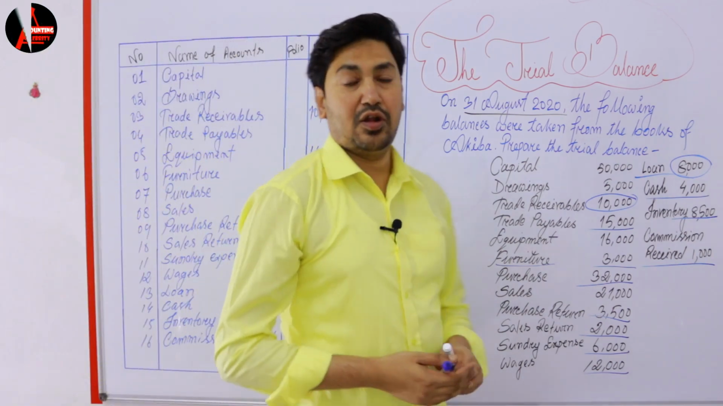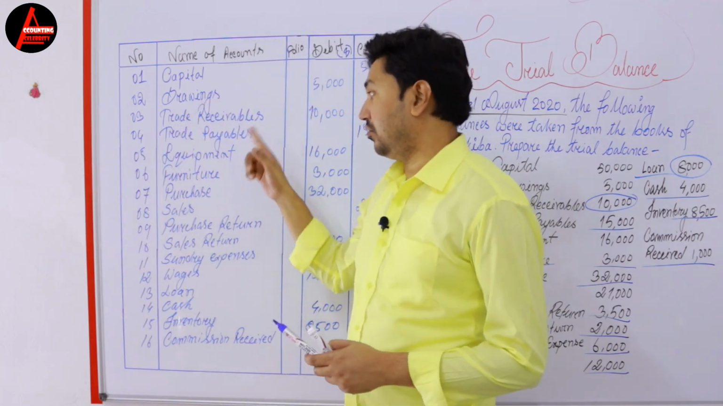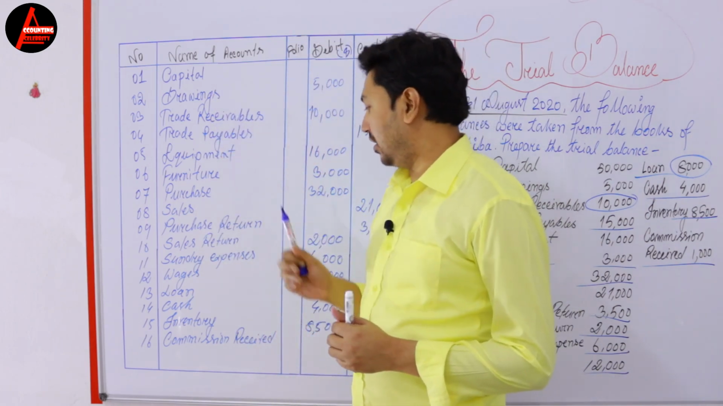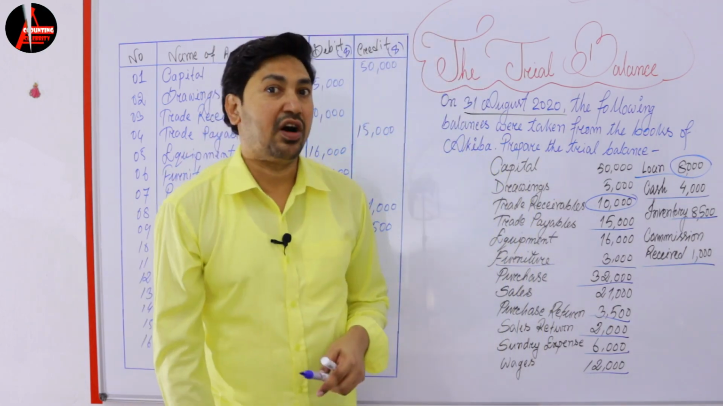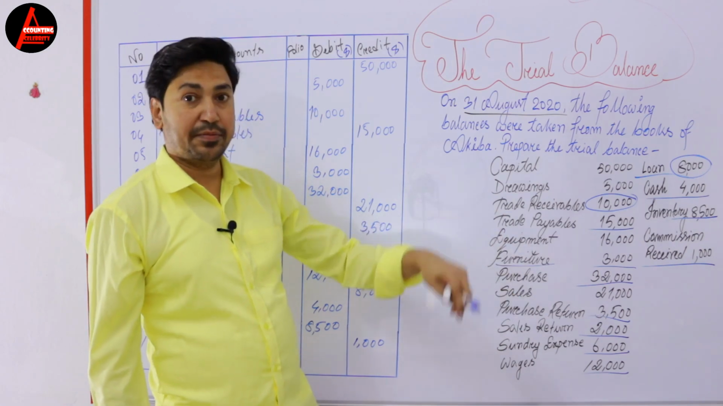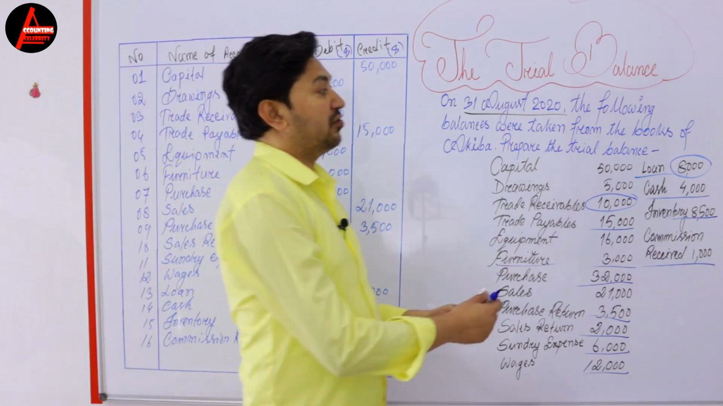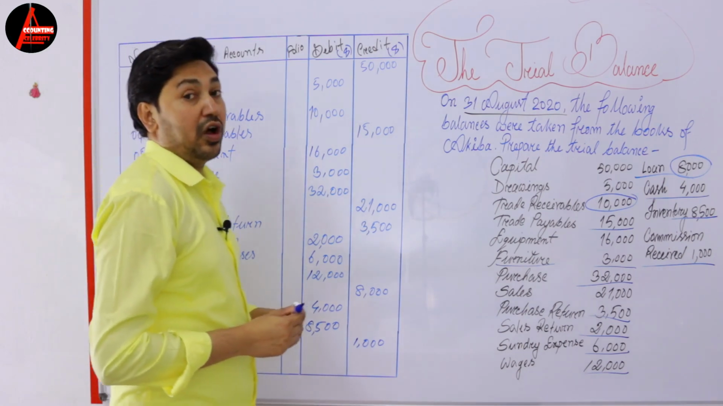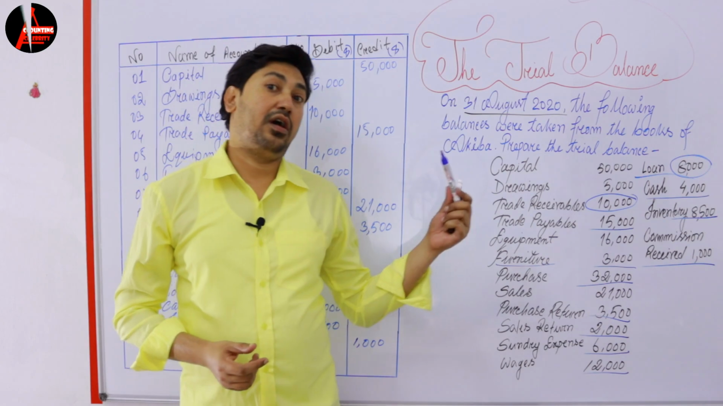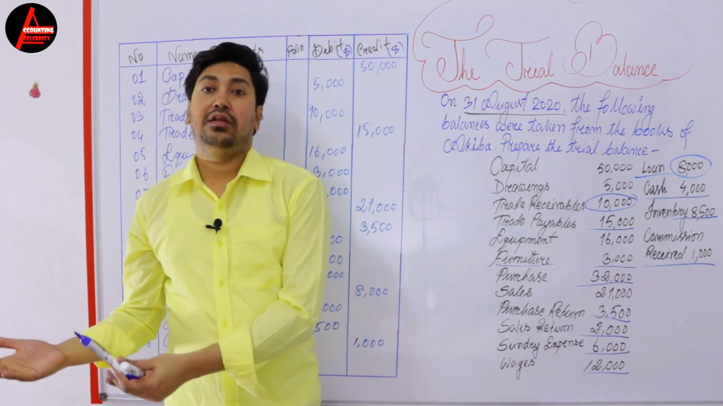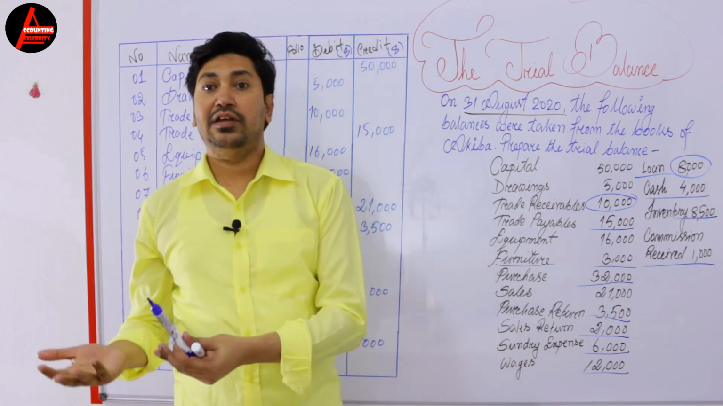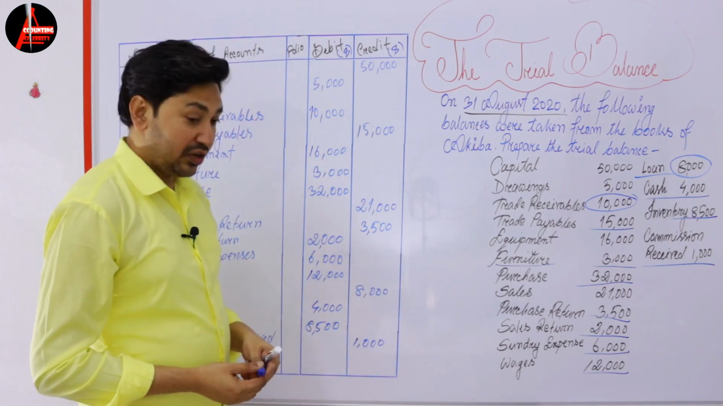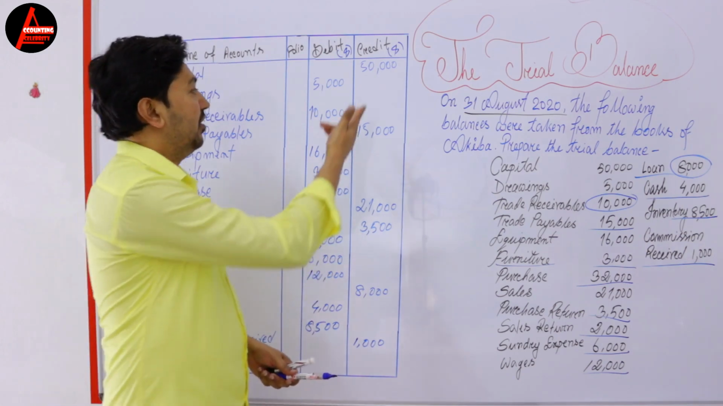So what we did here, first of all, we prepared this format. We have drawn this five-column format here: number, name of accounts, folio, debit and credit. Then we listed all these items from the question paper, from the exam paper. After listing, we put the values given here according to debit and credit. We put all the assets and all the expenses in the debit column, and all incomes, gains, liabilities and capital in the credit column. Okay, very good. After that, you need to sum up.